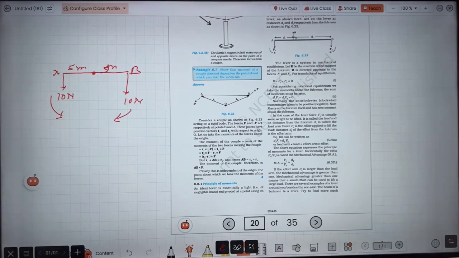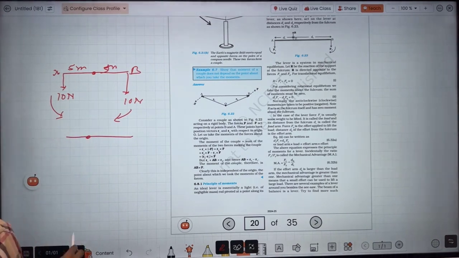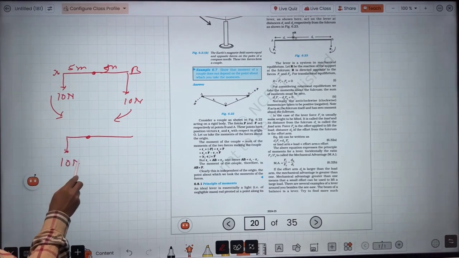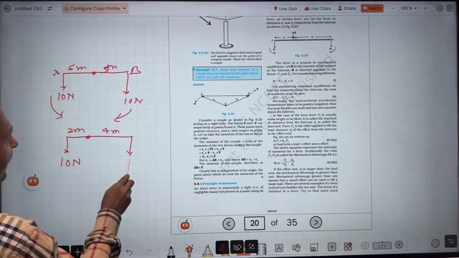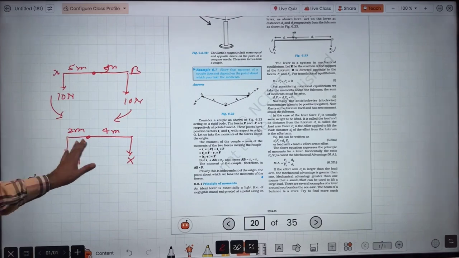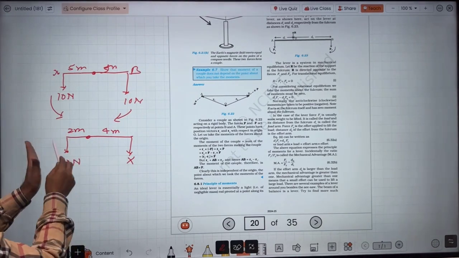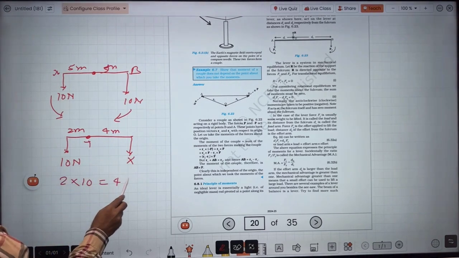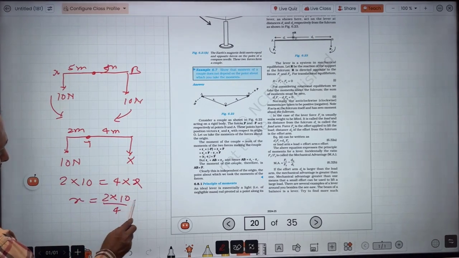So the equilibrium condition is again to be considered, but suppose the point is not the midpoint. In that case, what will happen? How will you balance? Suppose this is 10 Newton, this is 2 meter, this is say 4 meter, and this is say X Newton. To balance this, what will you do? Force into perpendicular distance on both sides, or moment from this point on both sides, should be equal. So 2 into 10 must be equal to 4 into X. Then you can evaluate X: 2 into 10 divided by 4. So it will be 5.